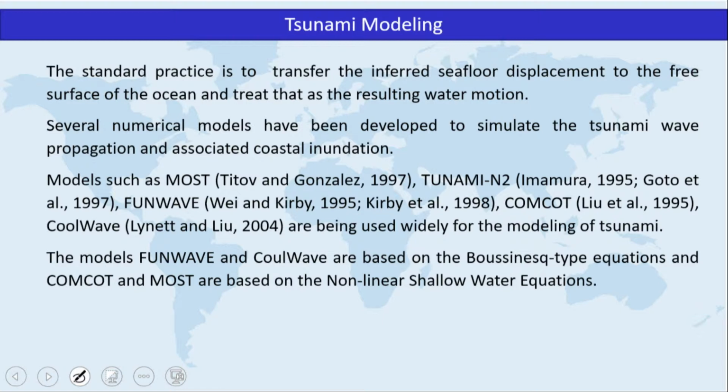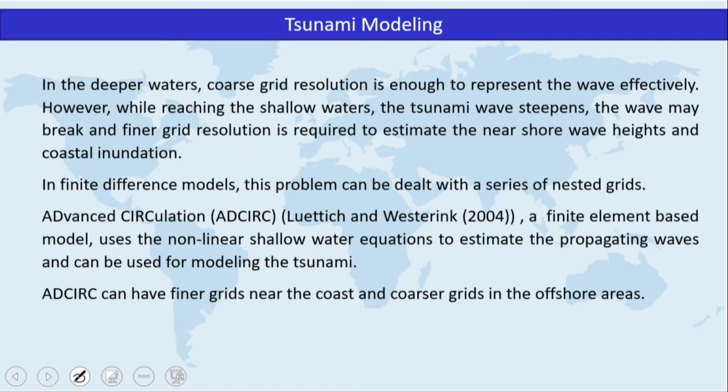So the entire water column is displaced, and then you treat that as a shallow water situation and calculate the wave propagation. The best-known models are the MOST model, the Tsunami N2 model, FUNWAVE, COMCOT, or COOL wave. There are several models available, and they differ depending on the kind of equations they use, Boussinesq type of equations, or some, like COMCOT and MOST, also bring in non-linearity into those equations. Otherwise, most of the models treat them as shallow water equations.